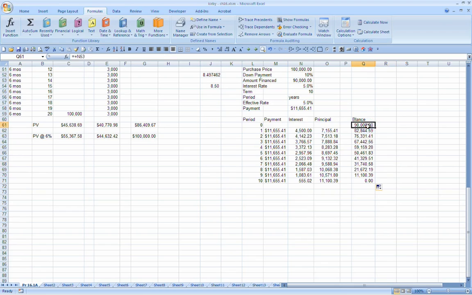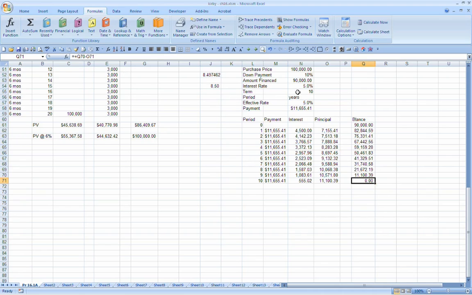I've got a $90,000 balance. I'm making $11,655.41 payments. The interest amount goes down every year. The principal payment goes up every year, and it drops my balance to 0 by the end of year 10. Good? I'm going to save that real quick because I got it to work and I'm all excited.